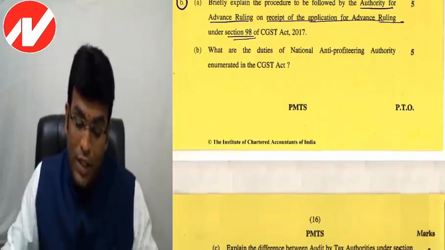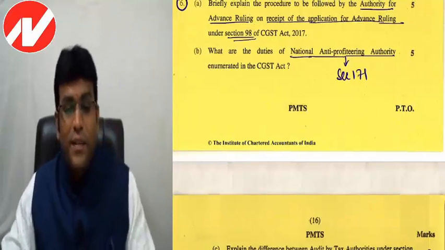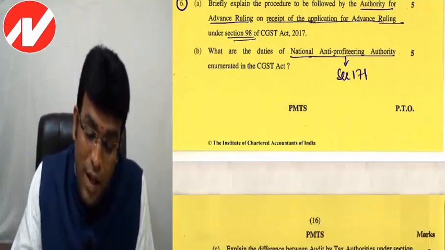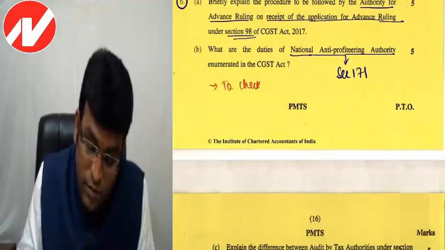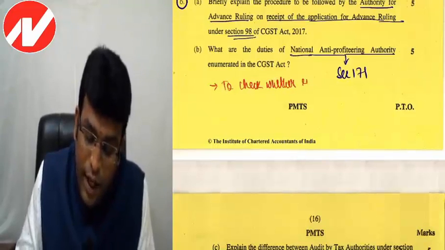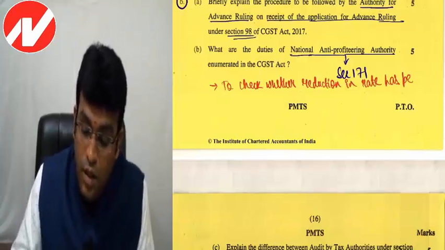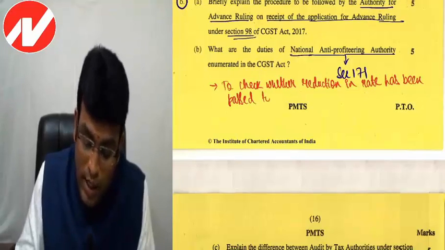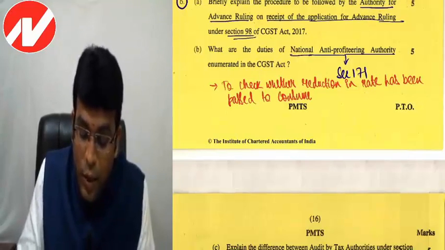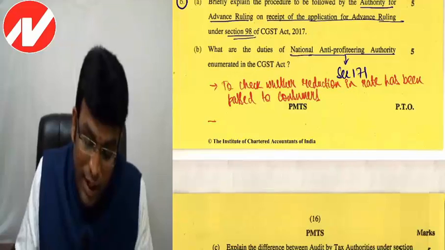Then, what are the duties of National Anti-Profiteering Authority? This is dealt by section 171. What is their duty, my dear friends? Obviously, their duty is to check whether reduction in rate has been passed to consumers. That is one major activity they will do, to check whether reduction in rate has been passed to consumers or not.